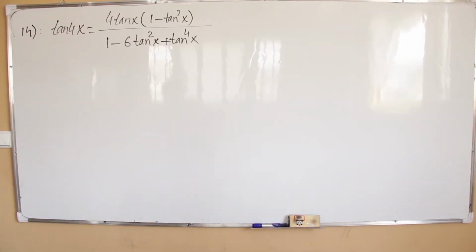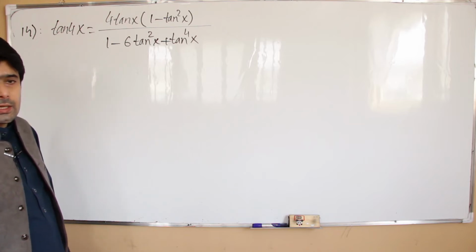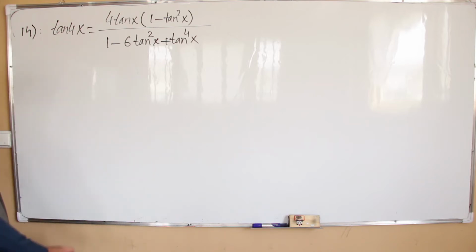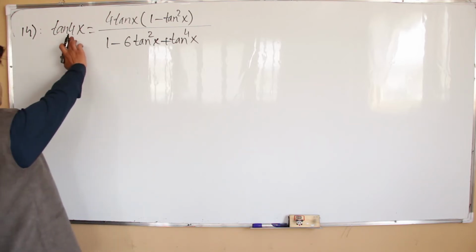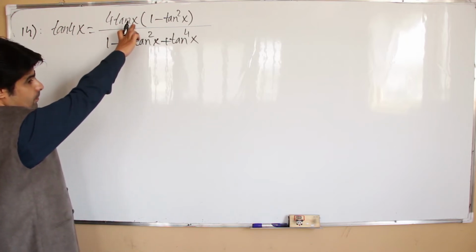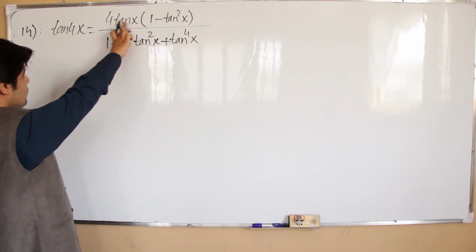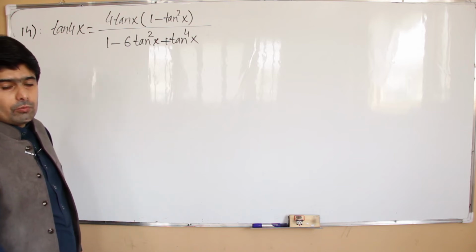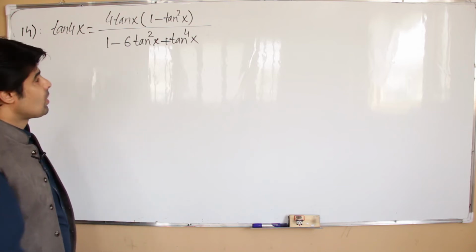Tangent 4x should be 4 tangent x multiplied with 1 minus tangent square of the x, divided by 1 minus 6 tangent square of the x plus tangent to the power 4 of the x. Okay, what do you think? 4x is 4 times of the x. It means this is the fourth of the 4 times of the x.